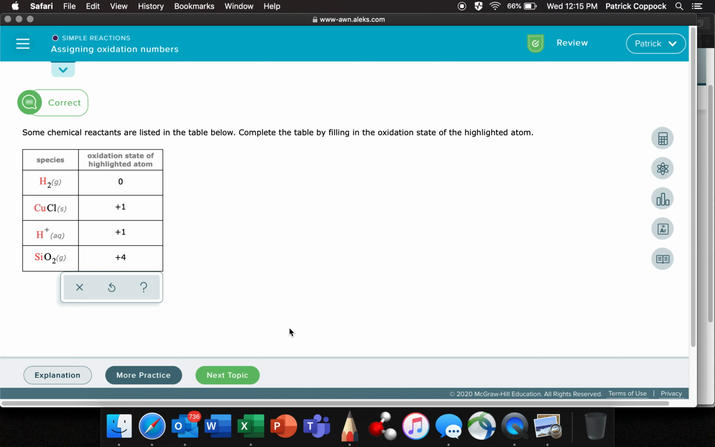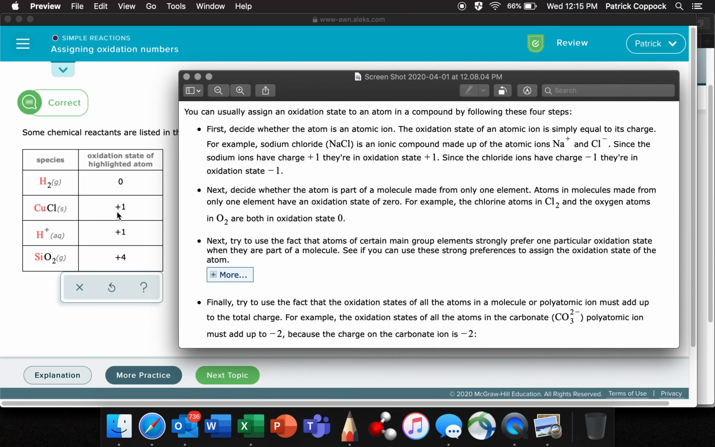And I just want to review what we did. We took each of these and walked through these 4 rules. And if those didn't make sense, you probably need to go and read what main group element charges are. Okay? Good luck.